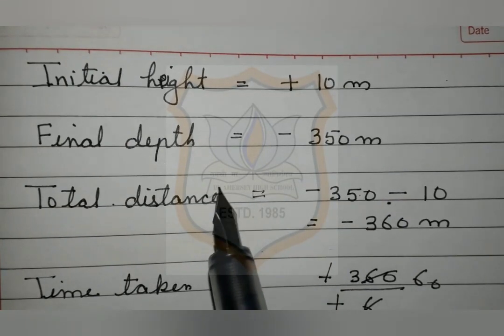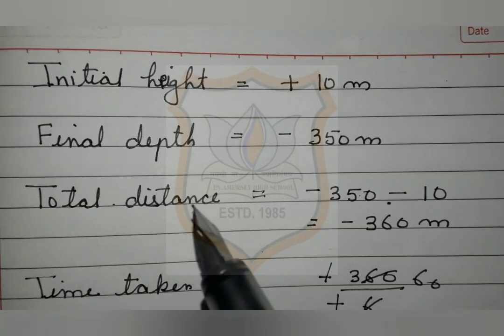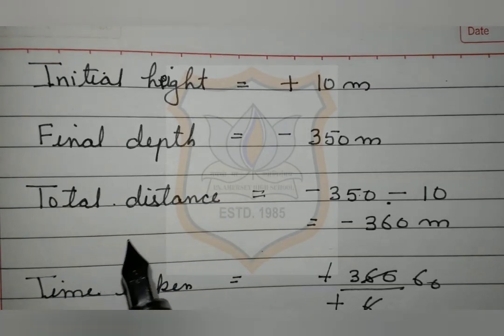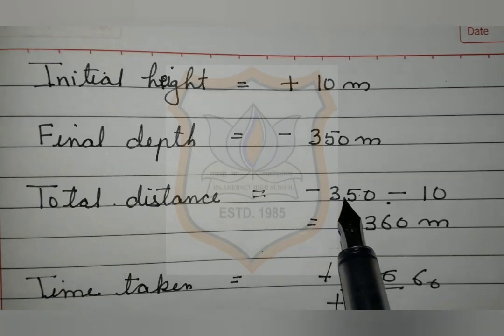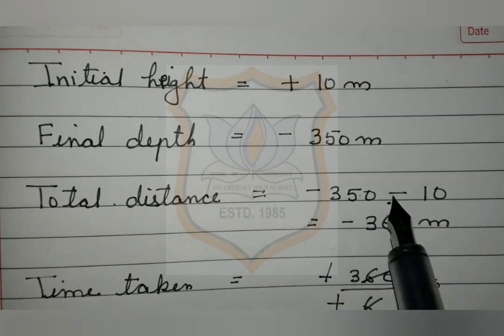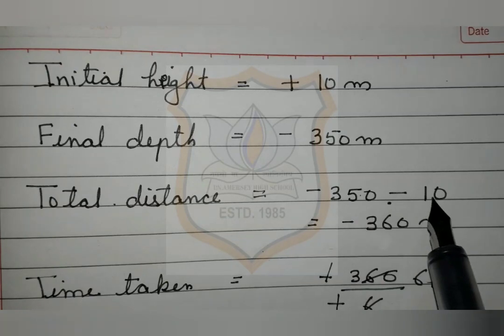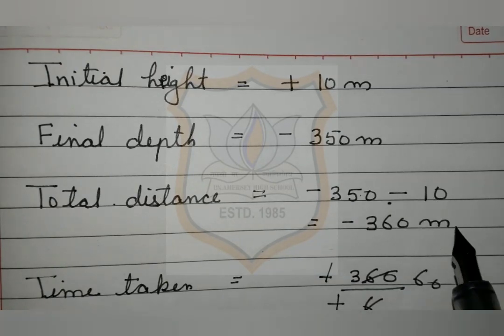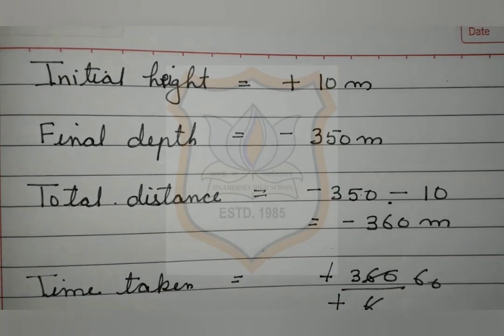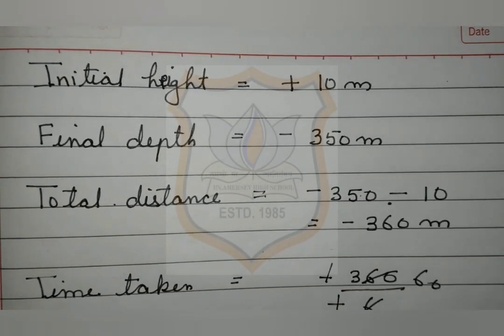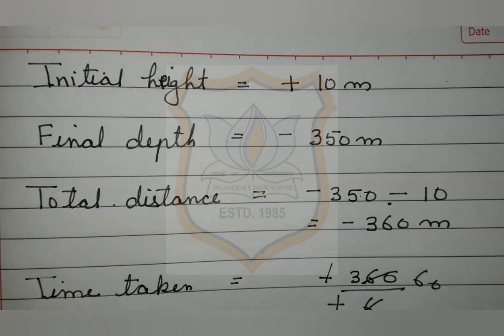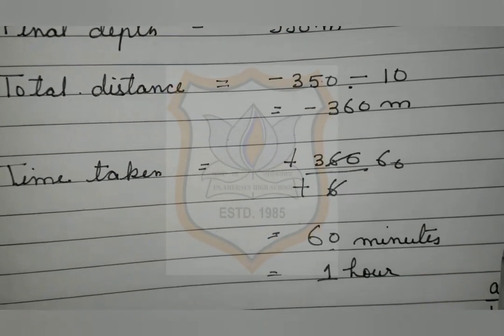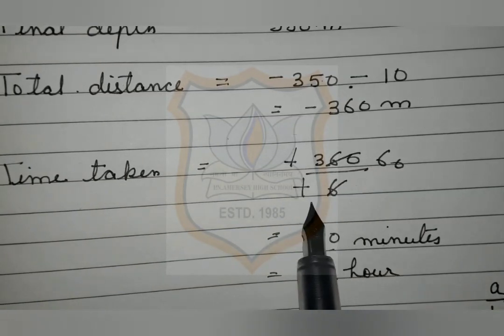Now students, we have to calculate the total distance travelled by the elevator. So the total distance travelled by the elevator is equal to minus 350 minus 10, that is minus 350 minus 10, the answer is minus 360 meter. So we can say that the total distance travelled by the elevator is equal to minus 360 meter. Now students, we have to calculate the time taken by the elevator to reach minus 350 meter. So the time taken by the elevator is equal to minus 360 divided by minus 6.